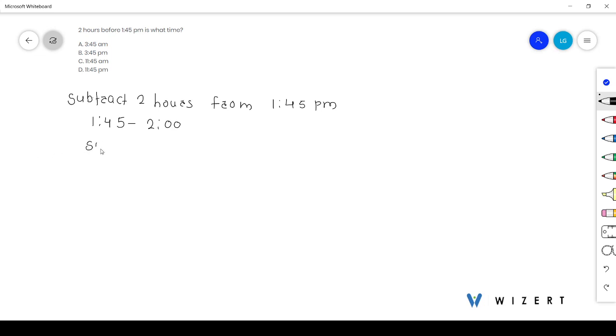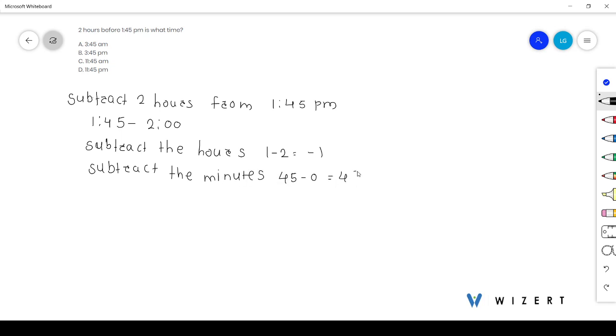Now, to subtract this, subtract hours first. So, 1 minus 2 is minus 1. Then subtract minutes. So it is 45 minus 0 means 45.